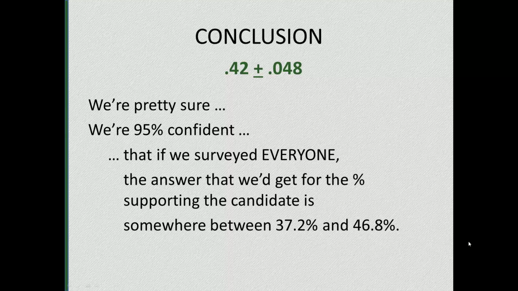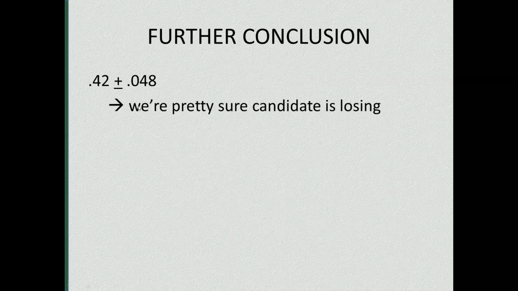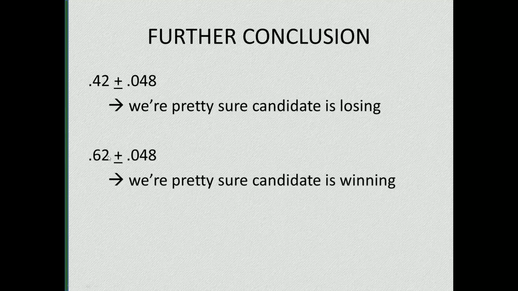Notice, 42 plus or minus 0.048. We don't know exactly what the percentage is, but we're pretty sure that that candidate's losing, that the candidate does not have 50% of the vote. If, on the other hand, our interval were 62% plus or minus 0.048, we don't know exactly what's going to happen in that election, but we're pretty sure the candidate is winning. We're pretty sure the candidate has more than half the vote.